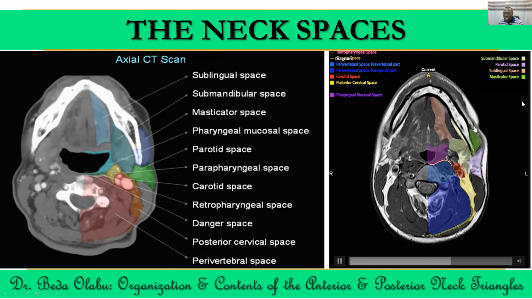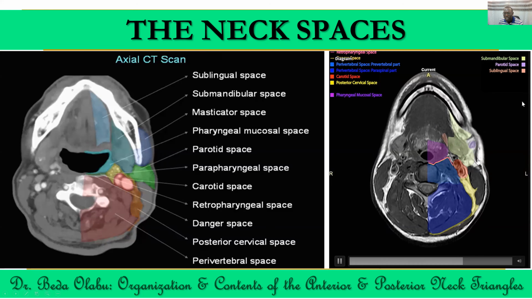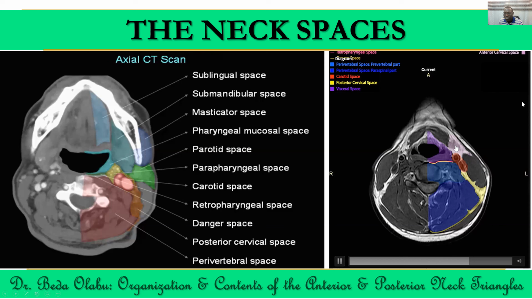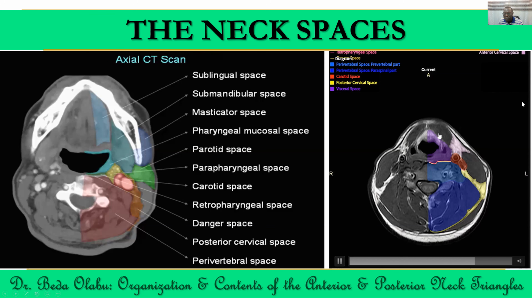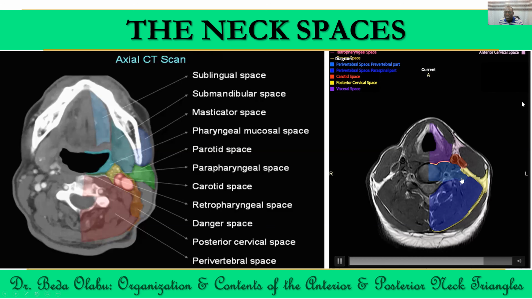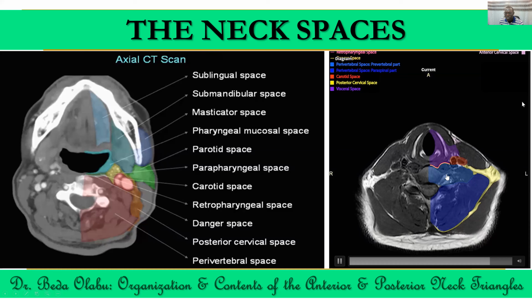Some spaces are now diminishing, like the masticator has disappeared, but now we see the submandibular spaces, they are quite expanded. Parotid has now disappeared. So we are now moving slightly down below the mandible. This is now quite below at the level of the larynx. So the spaces that we are expecting to see beyond here down will be infrahyoid neck spaces as opposed to suprahyoid neck spaces. We can still see them there.